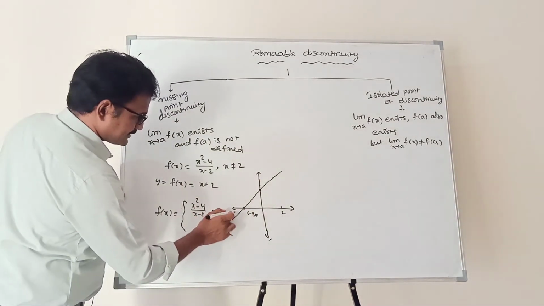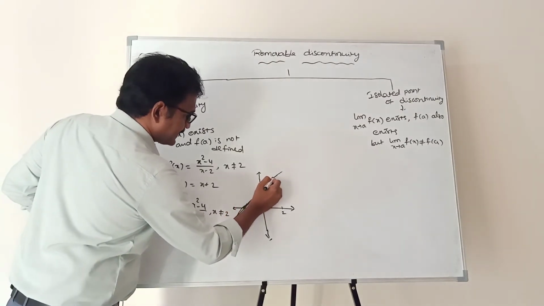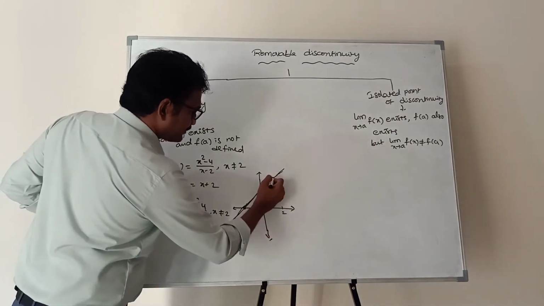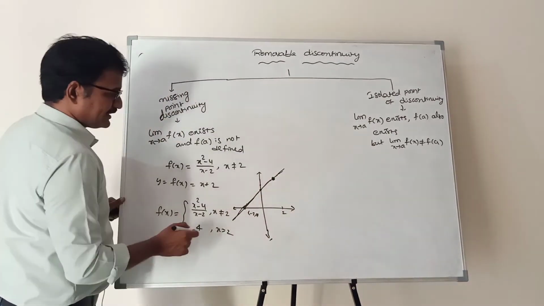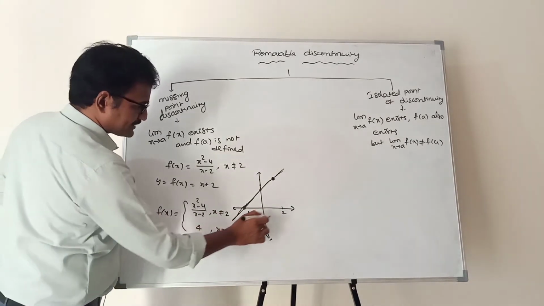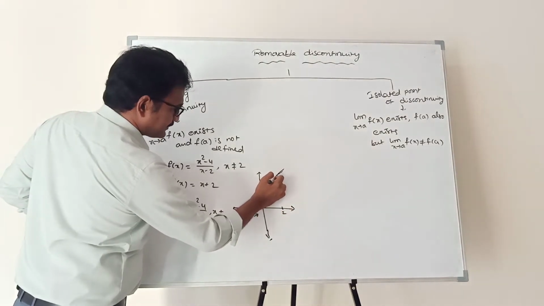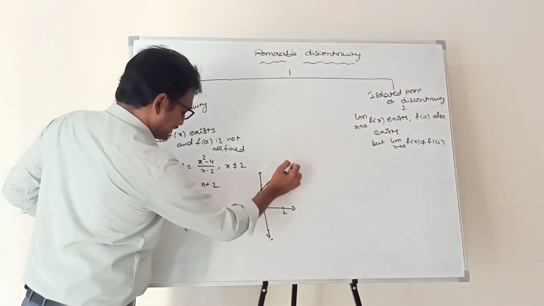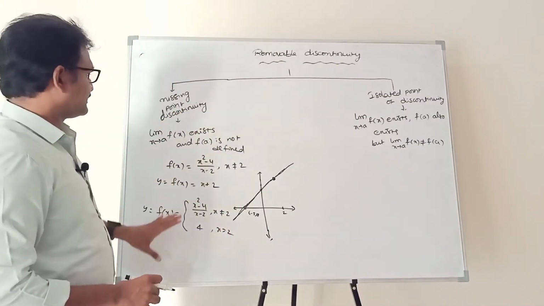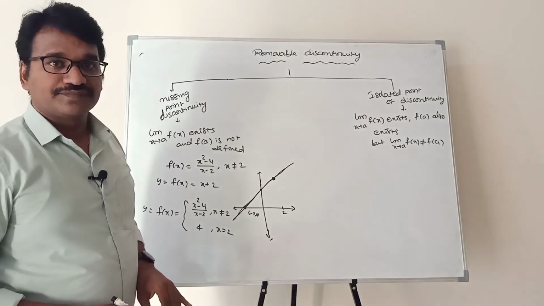Then f(x) is this function, and at x = 2, the y value is 4. That means you are assigning the y value 4 at x = 2. So at x = 2, y is 4. That means you have now redefined the function. That's why this is called removable discontinuity. This is the concept of missing point discontinuity.